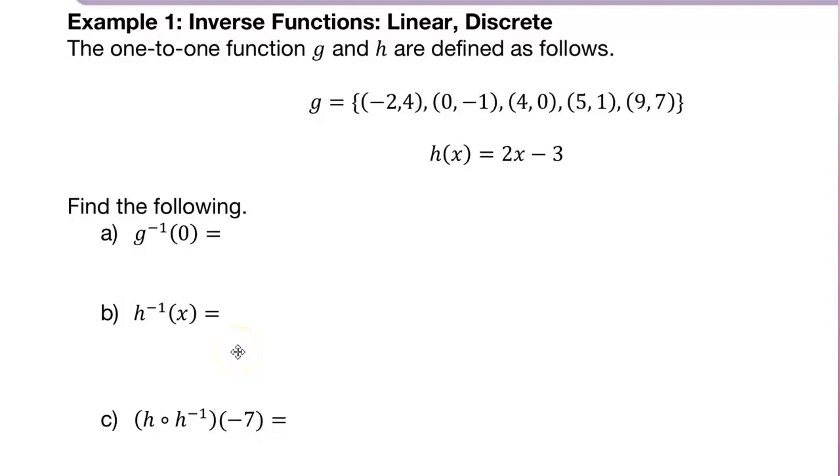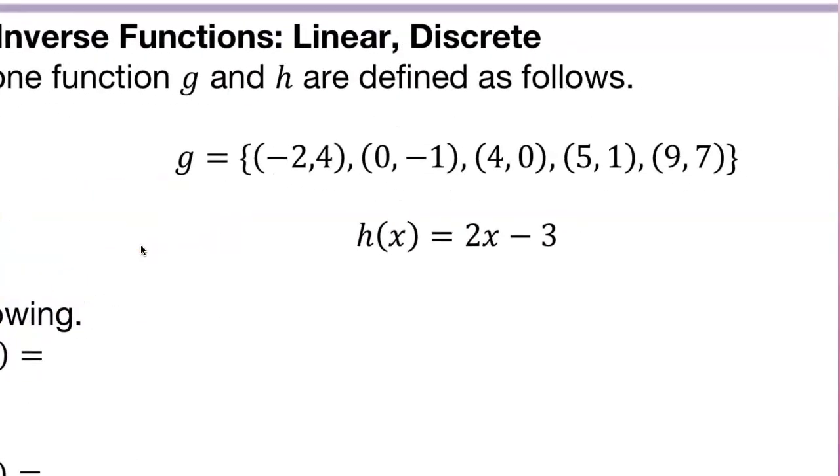So they gave us two one-to-one functions, g and h here. The first thing they're asking us to do is find g inverse of 0, next one h inverse of x, and a composition. So I'll do one at a time, okay? Since the first part is asking us to find g inverse of 0, we're going to write an inverse of that discrete function. Okay, let's find the inverse.